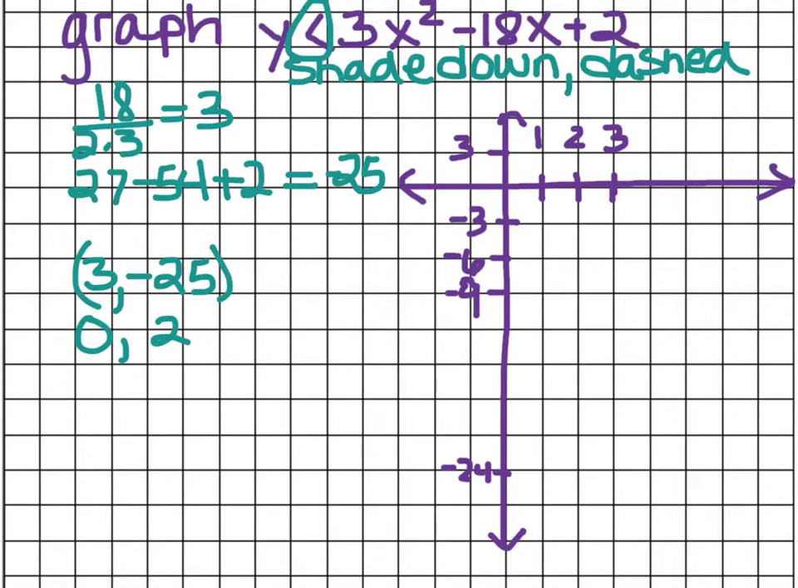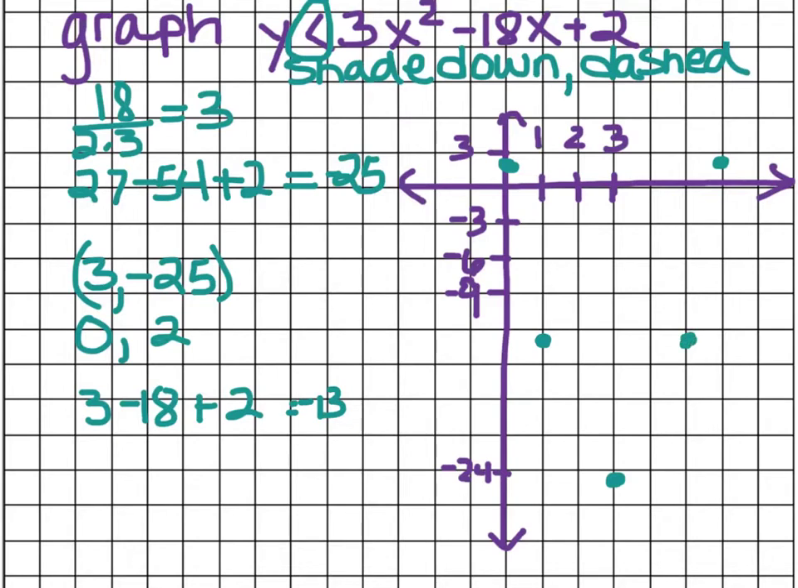Alright, 3, negative 25 would be right here. And 0, 2 would be up here. Can mirror that across to 6, 2. And then we need to pick something else to plug in. I'm going to plug in a 1 so that I get 3 minus 18 plus 2, which is negative 13. So 1, negative 13 would be about right here. And we can mirror that across to 5, negative 13.